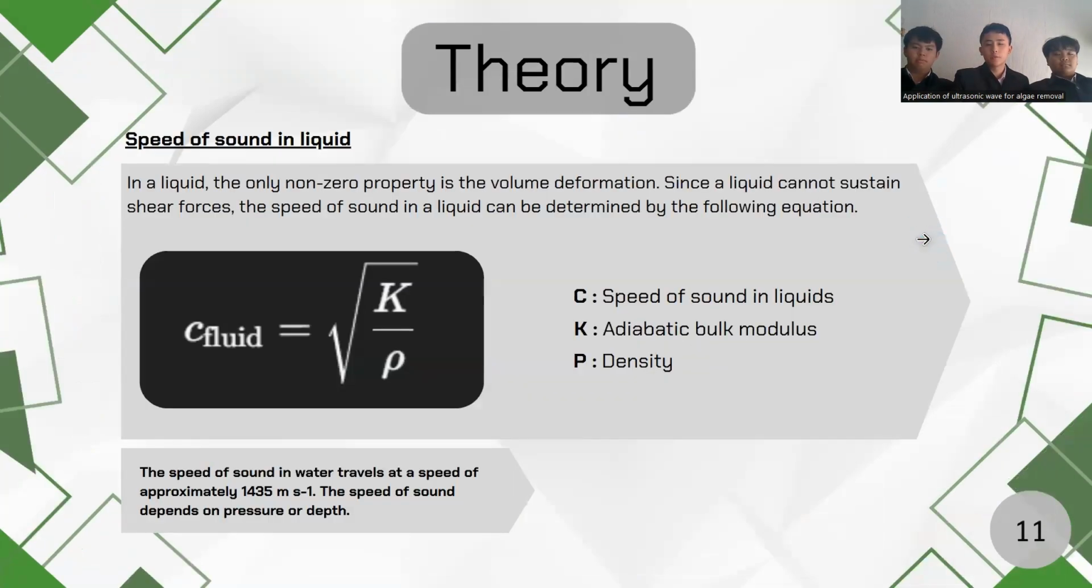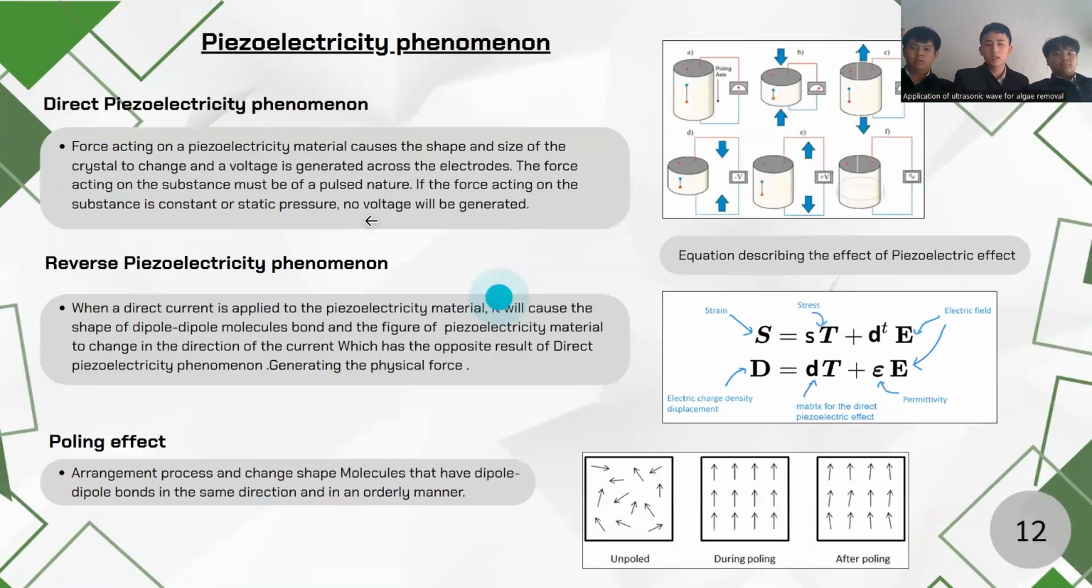In the theory section, we're using 2 main physical theories in our project. The first one is speed of sound in liquid. Because liquid has volume deformation, making it unable to sustain the shear force, the speed of sound in liquid can be determined by the following equation below. The last one is piezoelectricity phenomenon. It consists of 2 types.